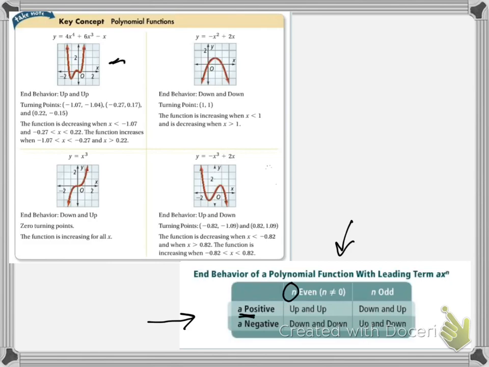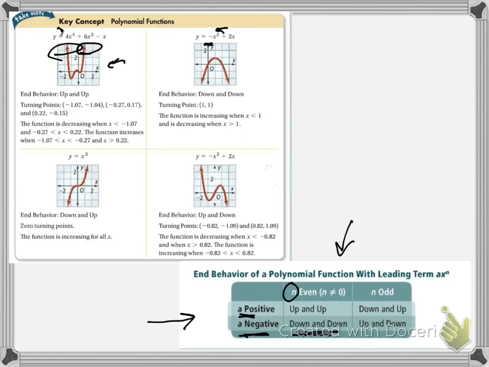So if you look at the first one, a is 4, okay, it's positive, and it's even, that 4 is even. Erase that so you can see it. So even and positive, it's up, up. Notice the ends of the graph are up and up. Okay, if we look here, a is negative, so we go down to this one, it's an even exponent, so what does that mean? Down, down.